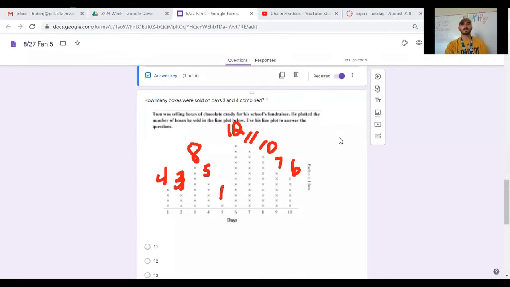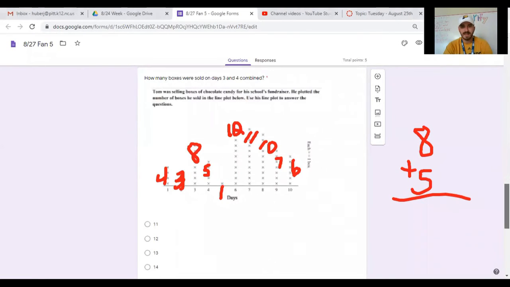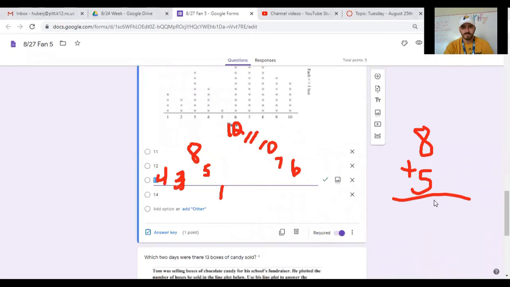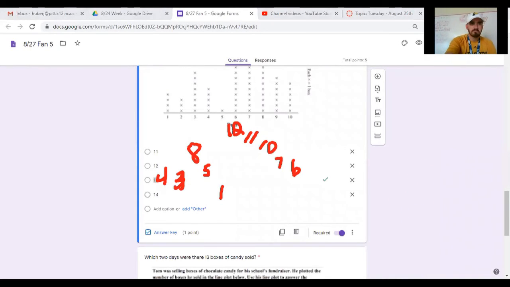All right, number 4, I think this is. It says how many boxes were sold on days 3 and 4. Again, combined. All you've got to look at is days 3 and 4, which are represented by 8 boxes and 5 boxes. You can do that mentally. You can work it out, use your fingers, whatever you've got to do. But 8 plus 5 would give us C, which is 13. Again, that one, not too challenging.